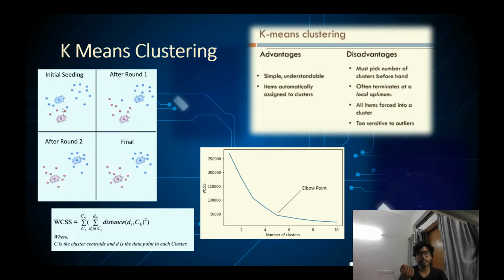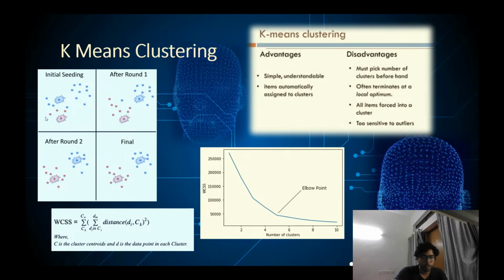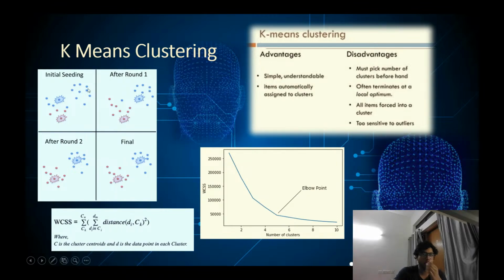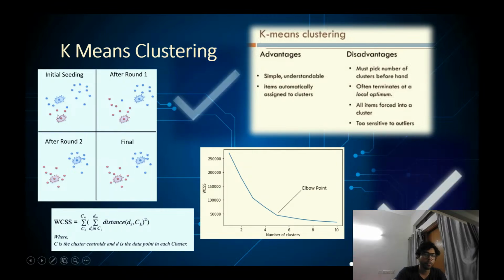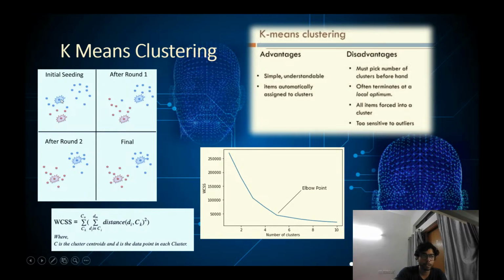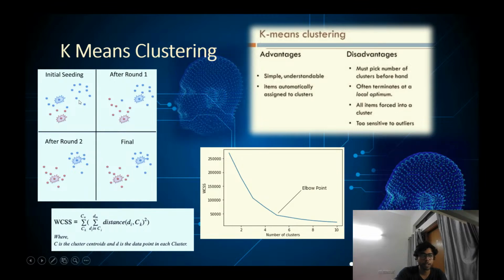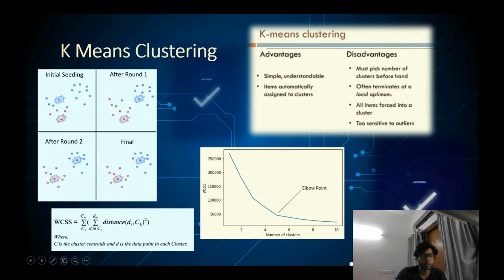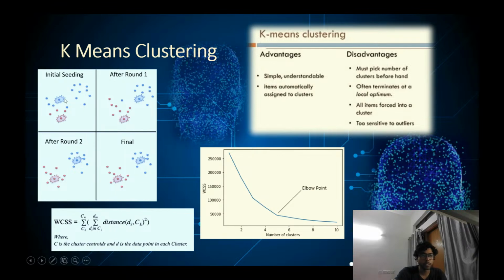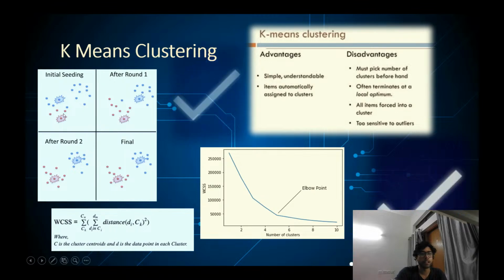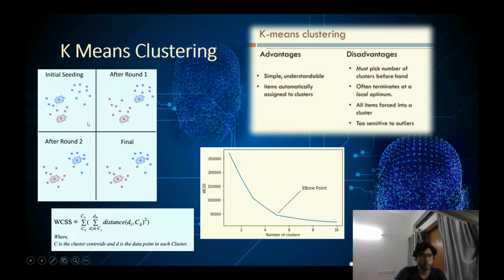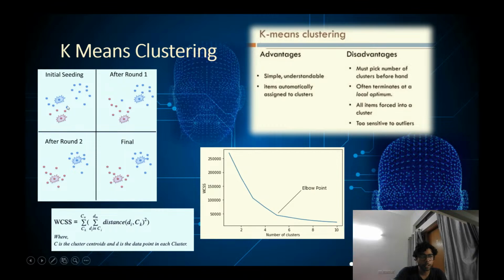Now, in the next iteration, what we do is that we calculate the distance of all these points from this centroid. Let's consider this C1, and let's consider this C2. So we calculate the distance of all points from C1 and all points from C2. Now we see which points are closer to C1 than C2. For example, let's take this point.